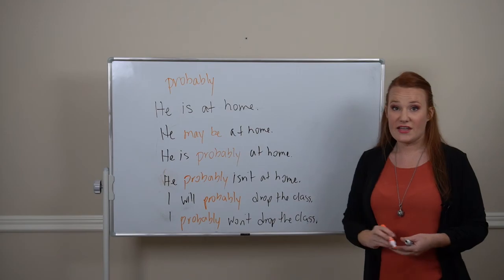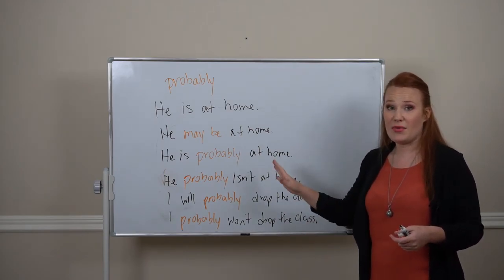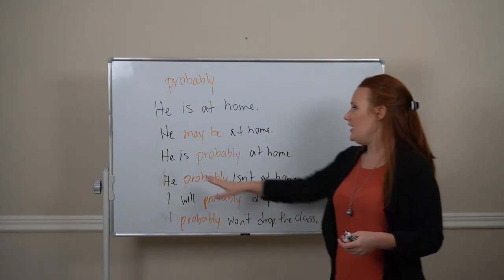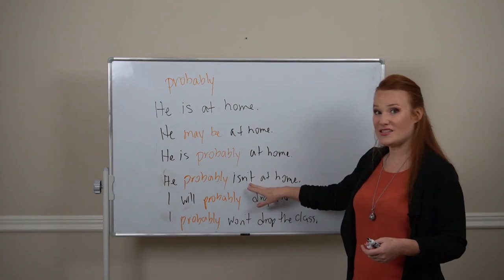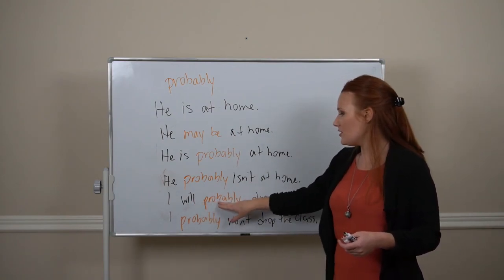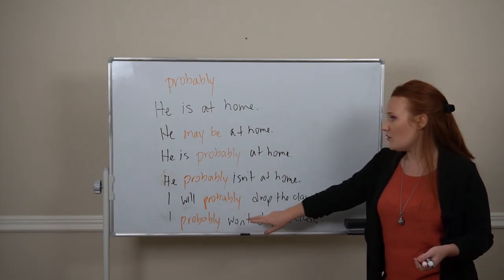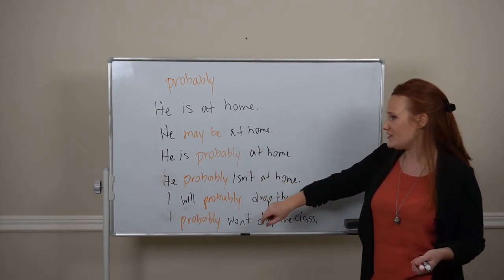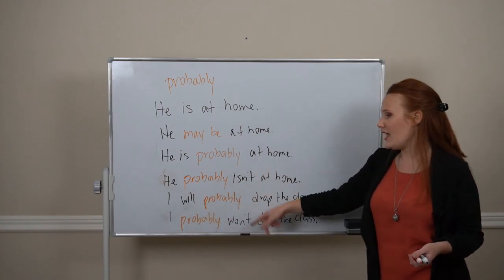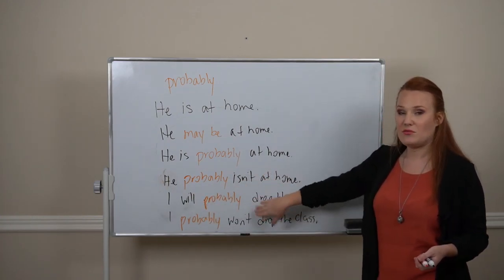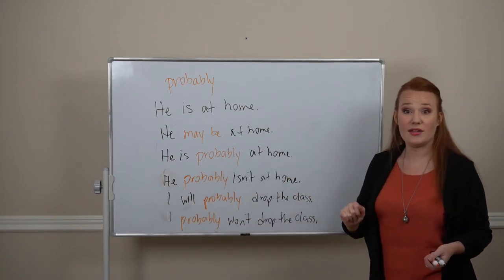So for both of these, I want you to note the difference in location between a positive and a negative statement. He is probably, he probably isn't. I will probably, I probably won't. So for positive sentences, probably will come after the first verb. For negative sentences, probably will come before the verbs. So make sure you keep that in mind.